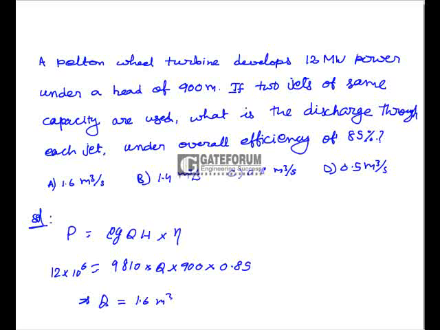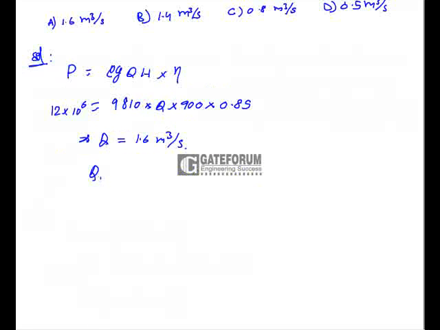But here the question is, what is the discharge through each jet? Here two jets are used, so the discharge through each jet is equal to Q/2, so let us say Q1 = Q/2, which is equal to 1.6/2, because both jets have the same capacity, so it is 0.8 m³/s from each jet. So in the options, the right option is C.